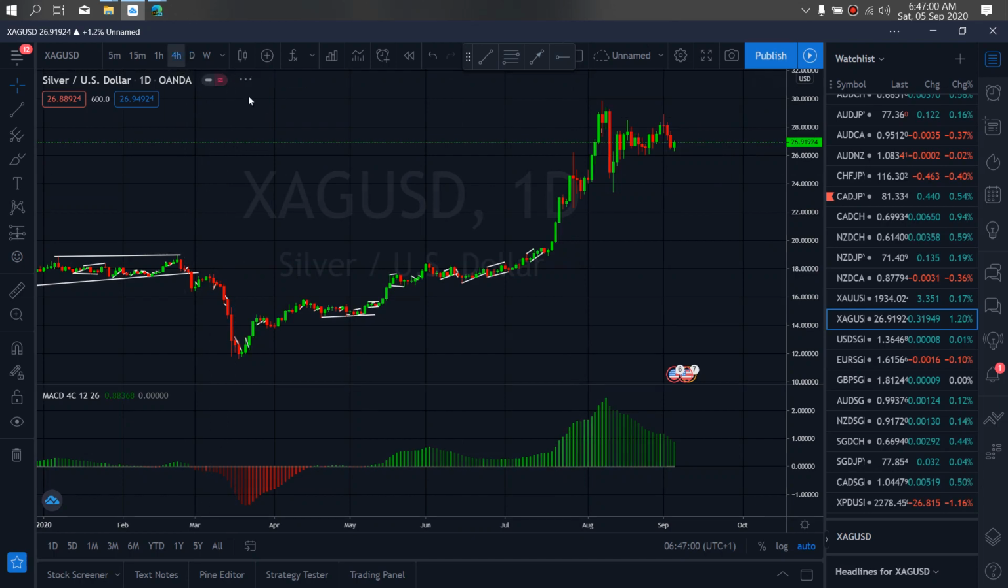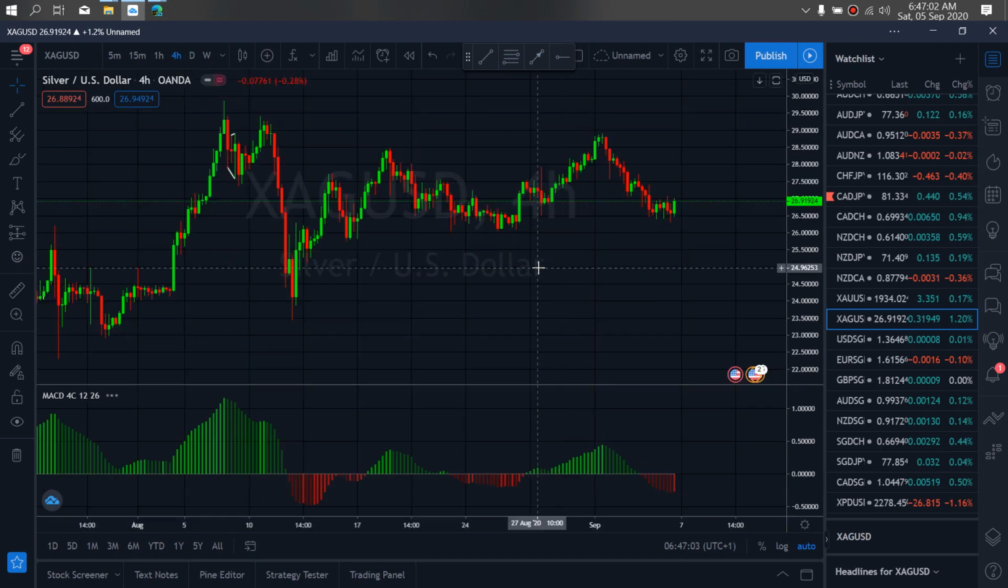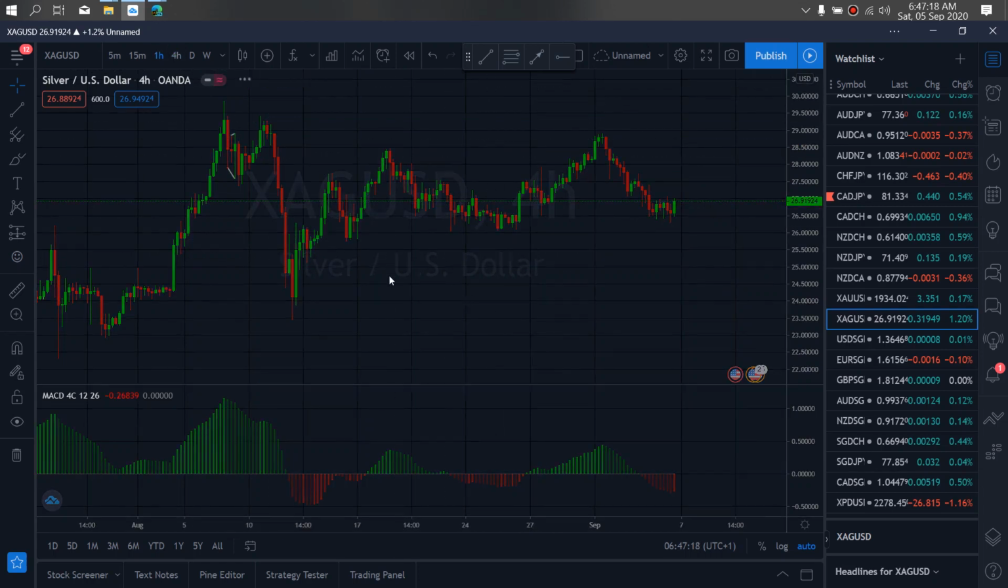We zoom to the 4-hour time frame. On the 4-hour time frame, you see they have been accumulating volumes here, after which I believe they will drop it down before it comes back upside. So this week, watch out for this sell opportunity on silver. We zoom to the 1-hour time frame.